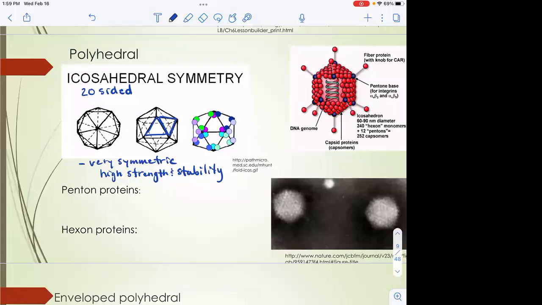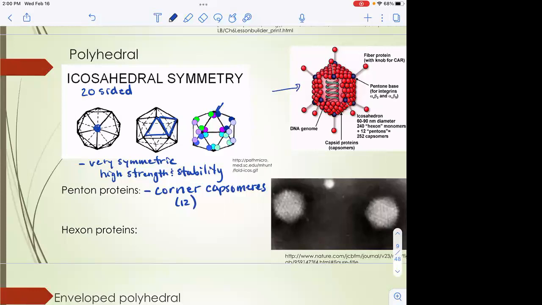If we looked at this a little bit more closely and thought about the kinds of proteins that make up the capsid, we would call the ones in the corners penton proteins. Okay, so these are the corner capsomeres. An icosahedron is always going to have the same number of corners. It's always going to have 12. So in this picture over here, the pentons are in blue.